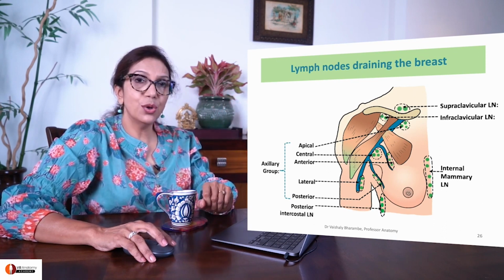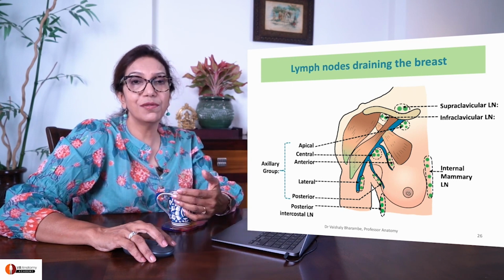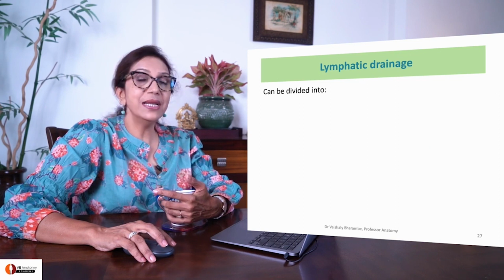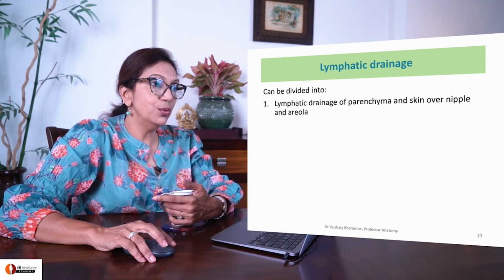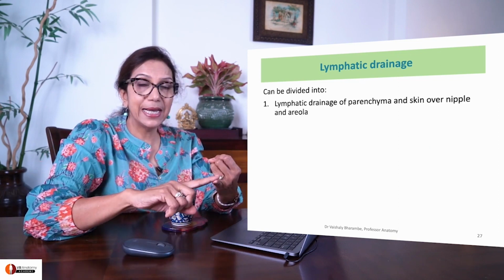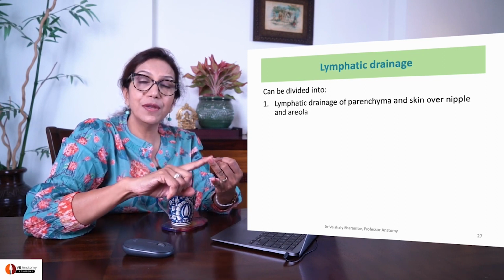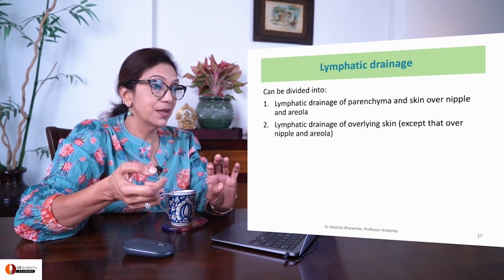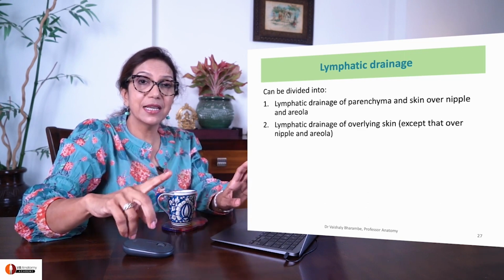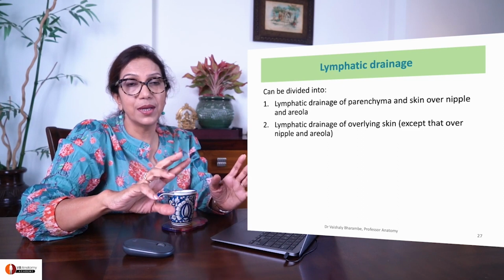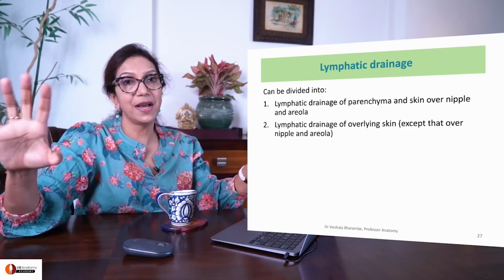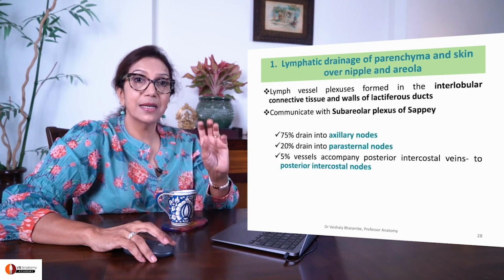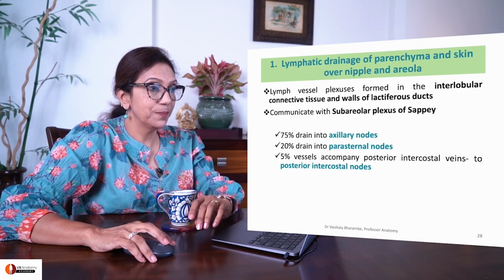Right. There is also a posterior intercostal group of lymph nodes which also plays an important role. So now let's divide our lymphatic drainage into lymphatic drainage of mammary gland tissue along with that of the nipple and areola. Then you will say what is left? Lymphatic drainage of the overlying skin minus the nipple and areola. These are the two groups in which we have divided the lymphatic drainage. Let's talk about one, that is gland and nipple and areola.